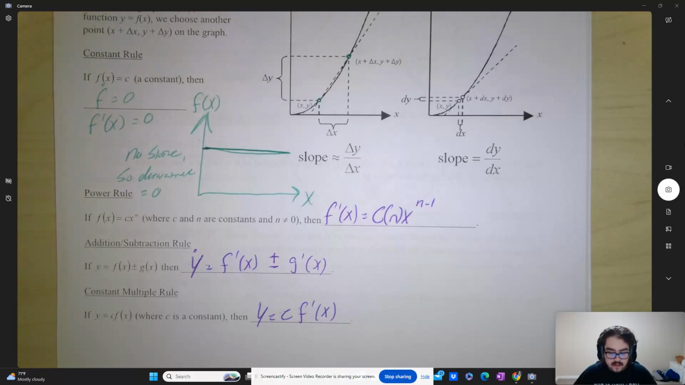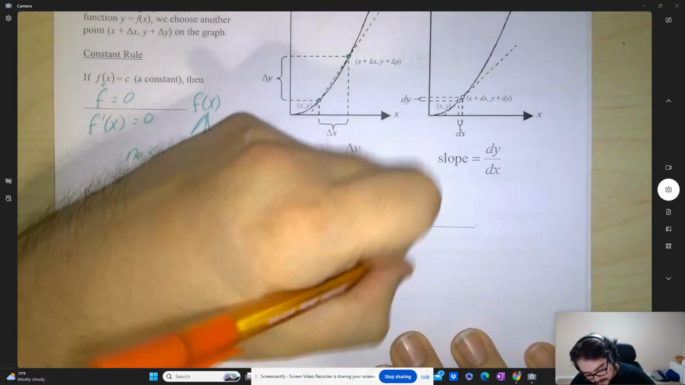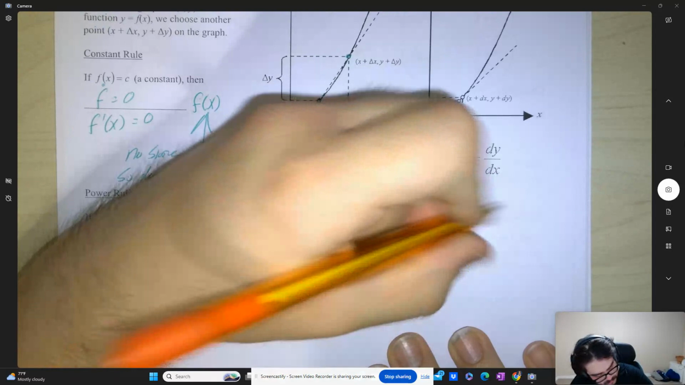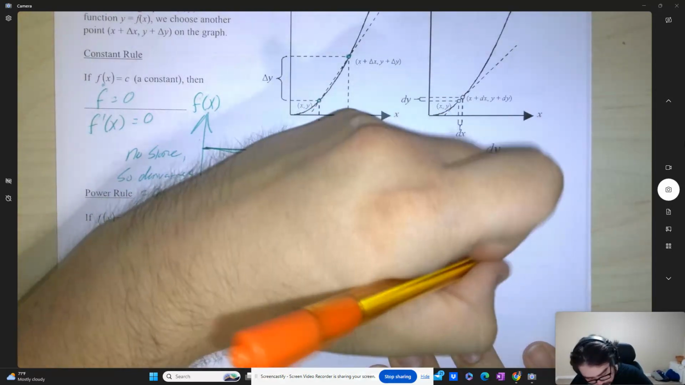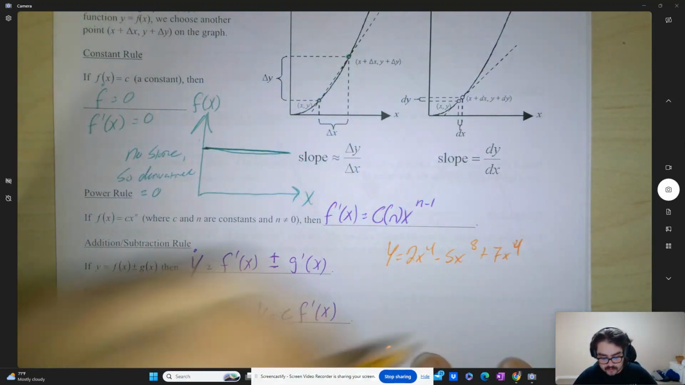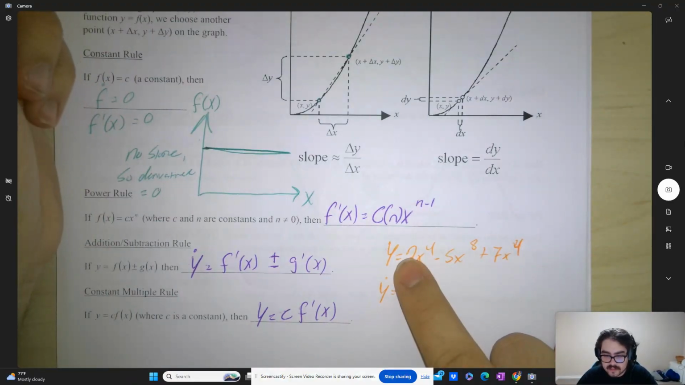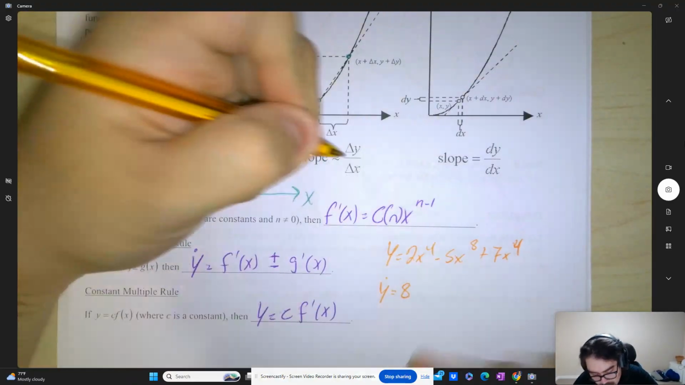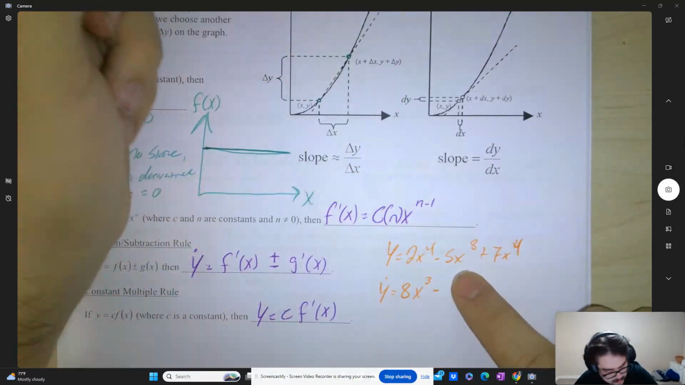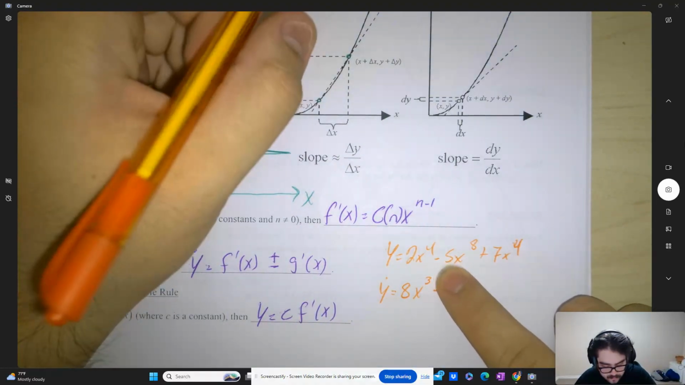Okay. So an example, and you'll see this here in just a second. If I have a function y equals 2x to the 4th minus 5x to the 8th plus 7x to the 4th, then if I took the derivative of that, I take the exponent and bring it down to multiply by the constant in front of it. So 4 times 2 is 8. And then I decrease the exponent by 1. So 8x to the 3rd minus, okay, 8 times 5.